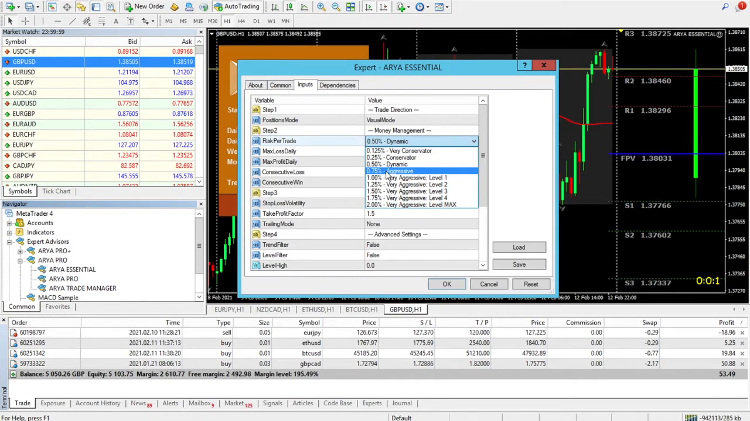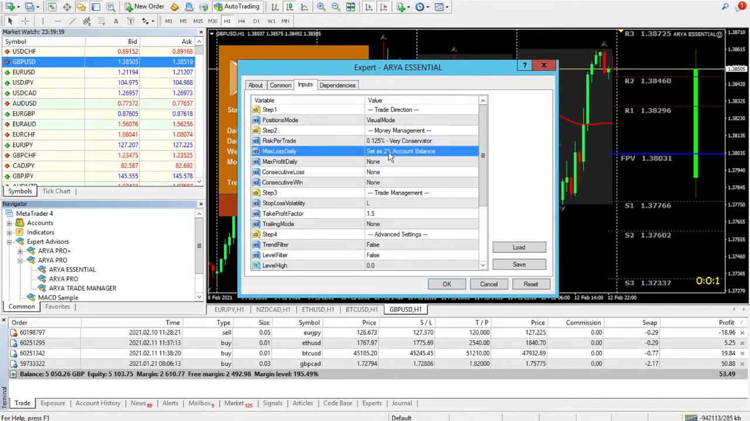For example, if you choose very conservative or 0.125%, then Arya will take a trade in which 0.125% of your capital will be invested. In other words, you'll be risking 0.125% of your capital. Now, if you have £5,000 and you go for very conservative, you'll be risking £6.25 on your GBP USD trade. Arya will also automatically calculate the trade's level of commitment based on your stop loss.